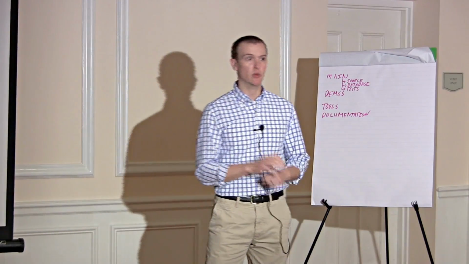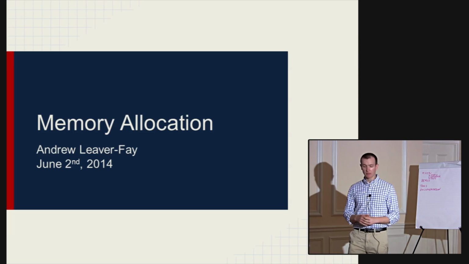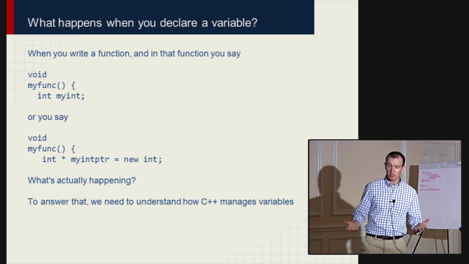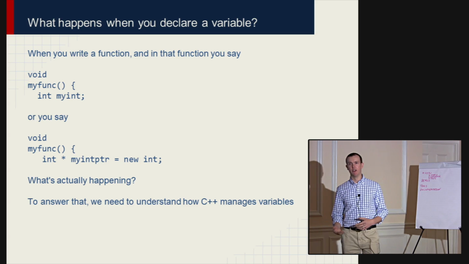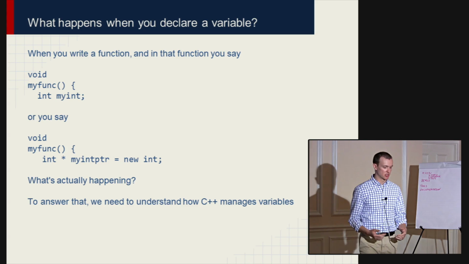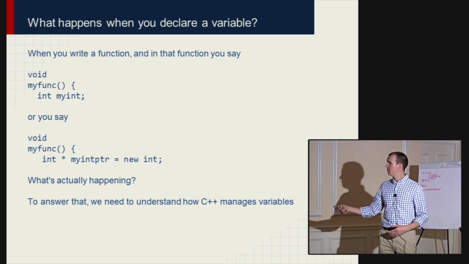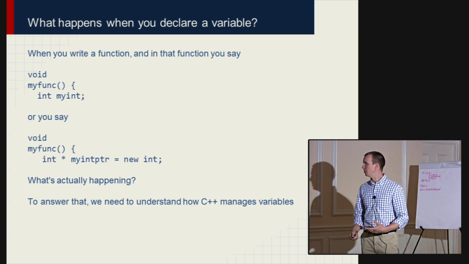Right, so we're next going to talk about memory allocation in C++. The question, sort of informally posed, is: what happens when you declare a variable? Let's say we've got two examples. You've got some function, void myfunc, and then you declare myInt. What happens when you do that?